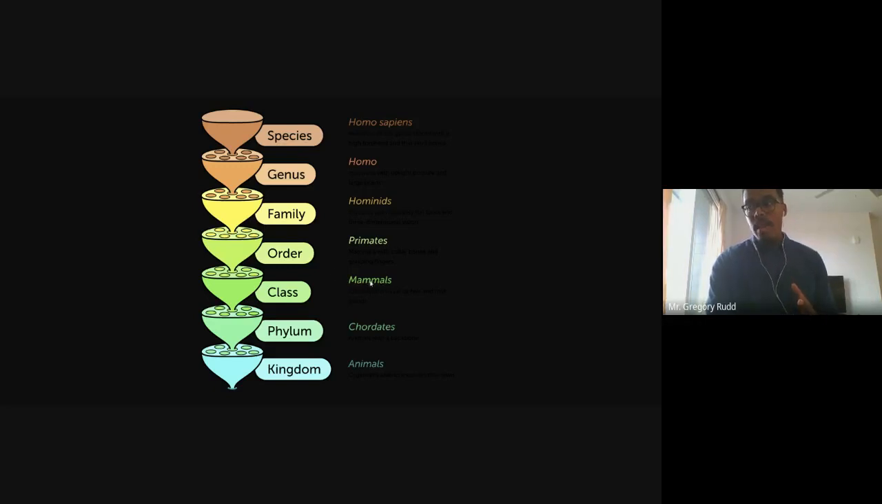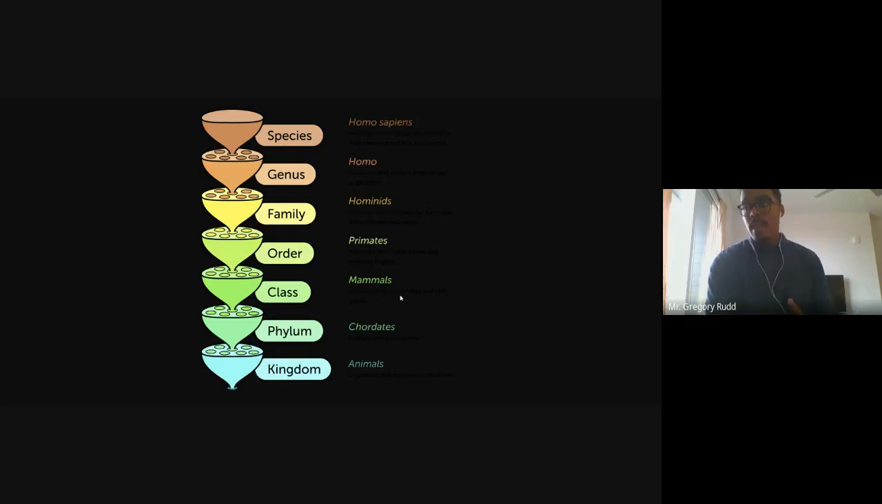There are a lot of different mammals. There aren't as many primates. There aren't as many hominids. And there definitely aren't as many people or species in this genus, the Homo genus. But when we compare the class of mammals to the phylum of chordates, there are way more chordates than there are mammals.